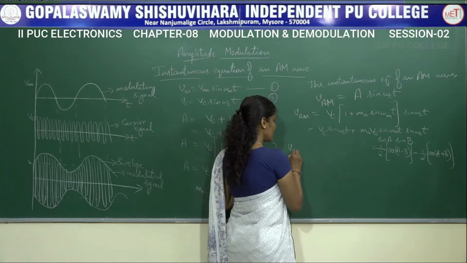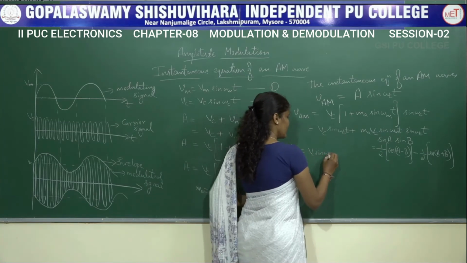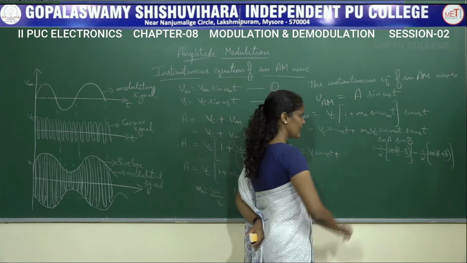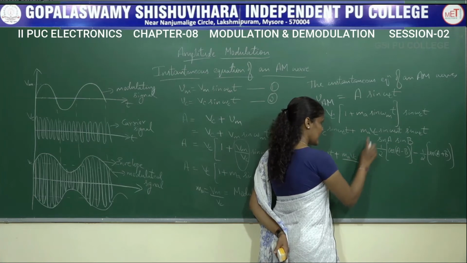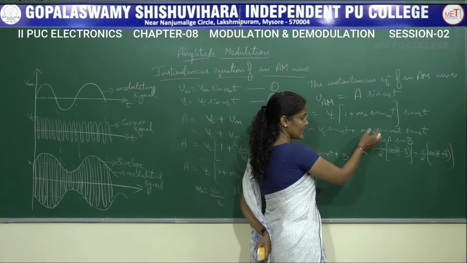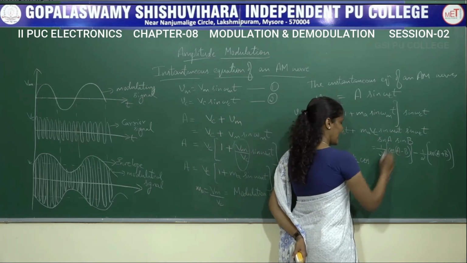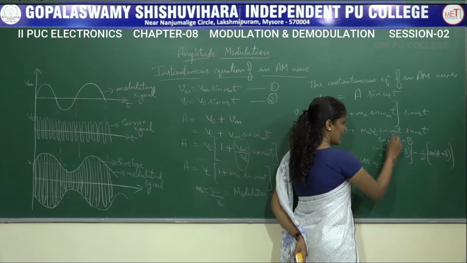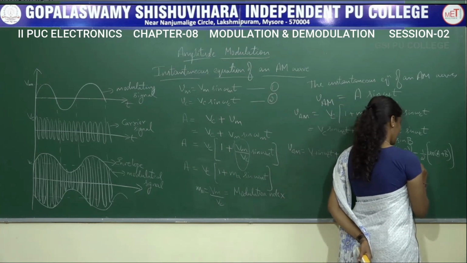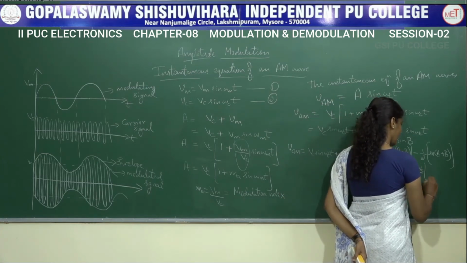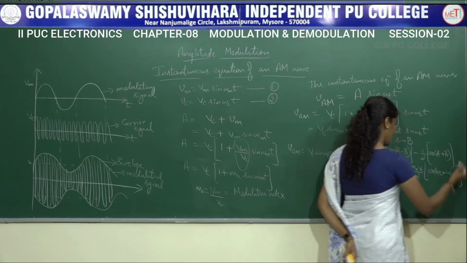So this expression can be written as, this will be retained as it is, Vc sin omega ct plus Ma Vc by 2. Ma Vc is constant, so that will be written separately. So Ma Vc divided by 2 cos of, in place of A let me consider omega c, and in place of B omega m t, minus Ma Vc by 2 of cos omega c plus omega m.